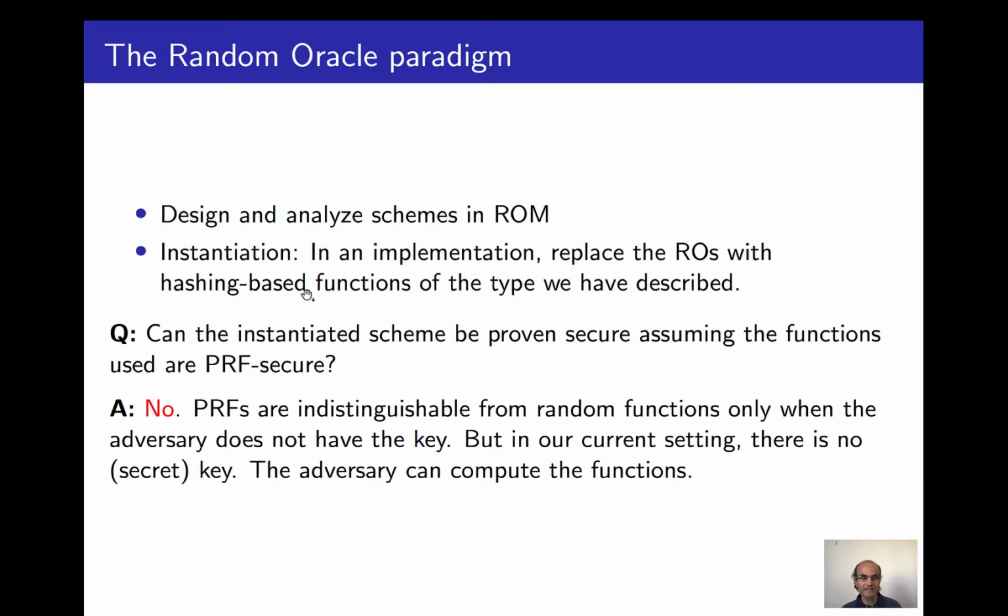Now, once we've done this, the instantiated scheme is not the same as the abstract one. And so one should ask, what confidence or evidence do we have about the security of the actual implemented scheme? Asking that could also be phrased as asking, what properties should these actual hash functions satisfy so that they mimic random oracles sufficiently well to make this work?